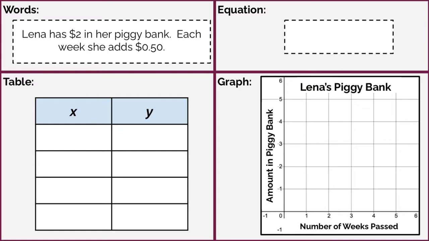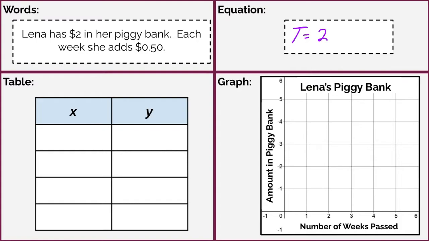So we're trying to figure out the total amount of money in this piggy bank. So I'm going to label that as letter T. You can use whatever variable you'd like. I'm going to use T for total. That's just helpful to me. And we know that's going to equal the amount of money that's in her piggy bank. So right now, she has $2 in her piggy bank, and she's going to add 50 cents each week.